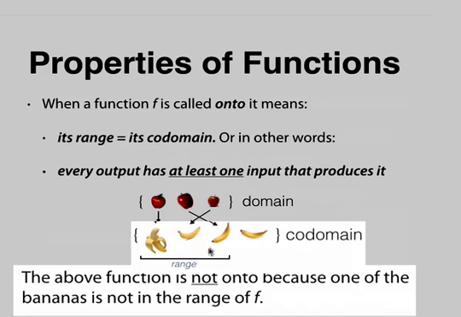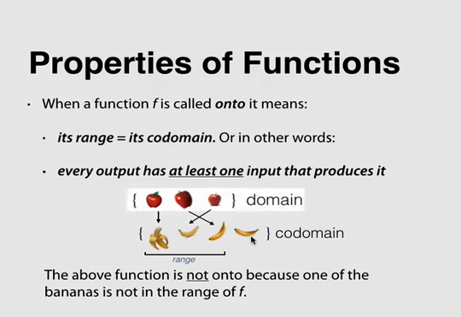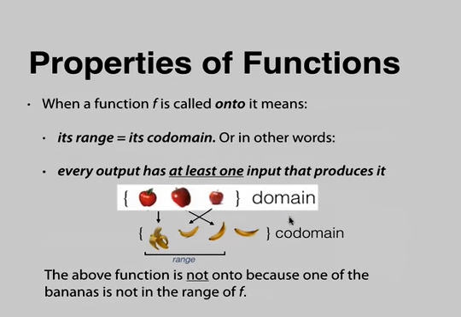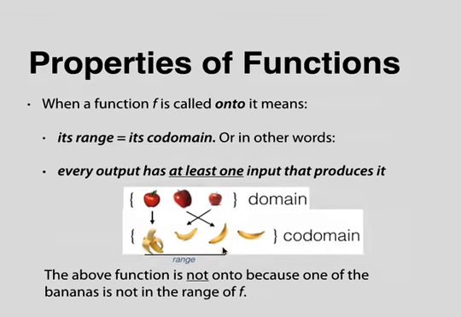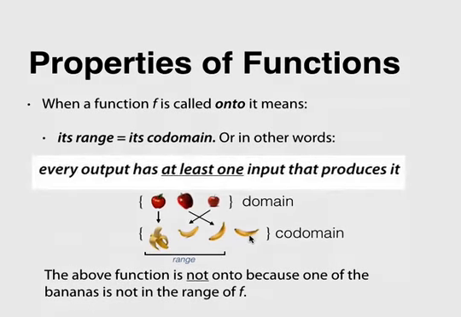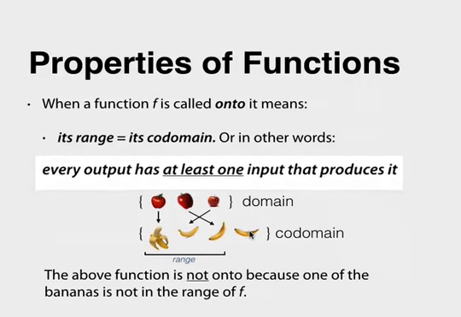The range is all the outputs, and this one is not. There's a banana in the codomain that's not one of the outputs. It's not in the range. So intuitively, you could just see a function maps the domain onto the codomain if there are no bananas left, if every banana is in the range, right? So for every banana, there is at least one input that will produce it.